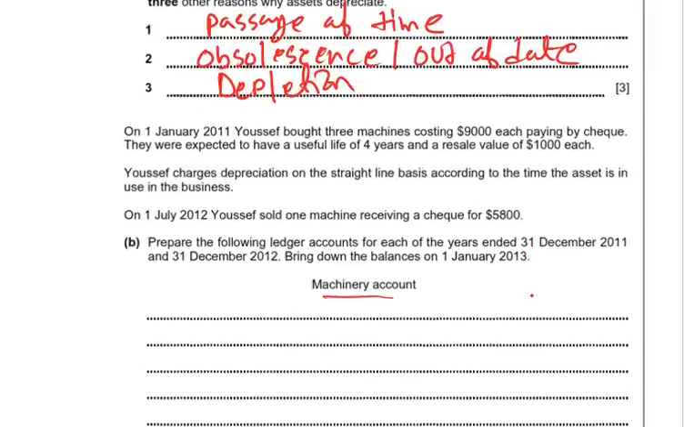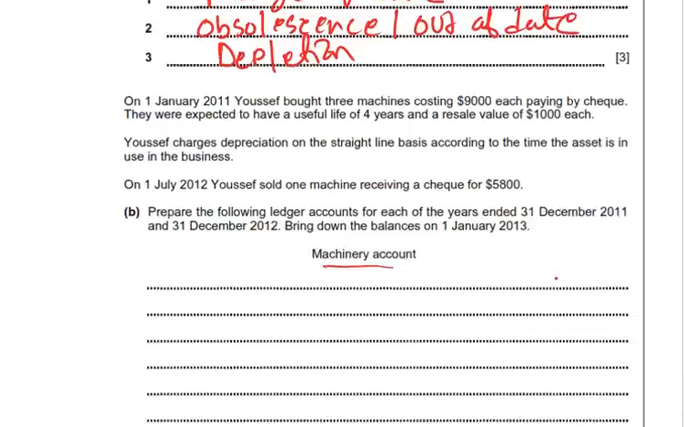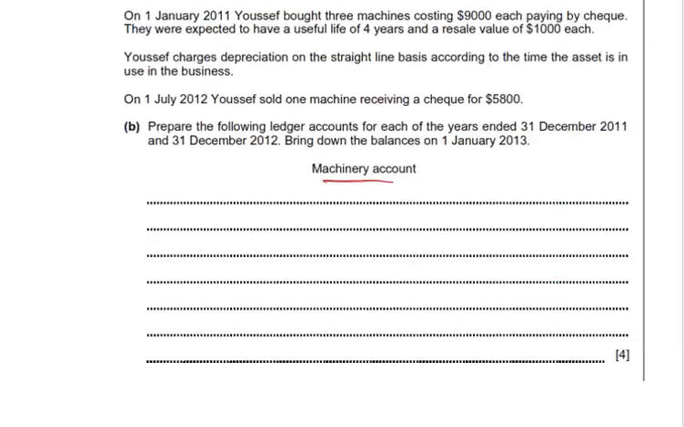This is an 18-mark question, but this particular part is slightly complicated. Have a look. On 1st January 2011, Yusuf bought 3 machines costing 9,000 each. Did you see 9,000 each? So 3 times 9, same thing, 27, by cheque, so your bank goes down. They were expected to have a useful life of 4 years and a resale value of 1,000 each, and it's a straight line basis of depreciation.